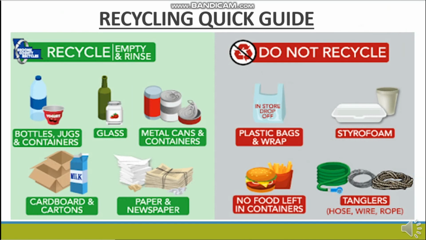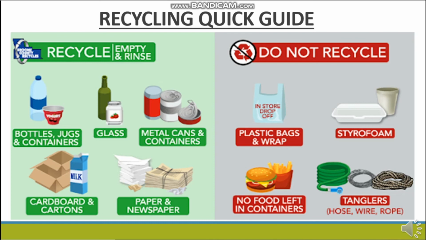So guys, there is a quick guide for recycling. Okay, what you can see. We can see certain materials which we can recycle easily. So you have to recycle by emptying and rinsing. For example, the bottles, jugs, the glass, metal cans and containers, cardboards and cartons, newspapers and paper.